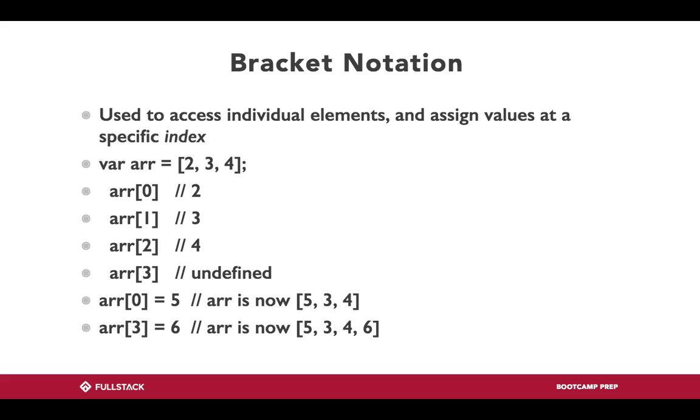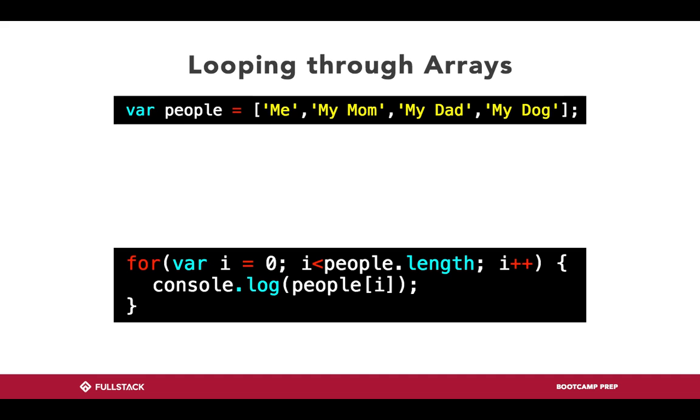And they added 6 to the end of the array by saying array 3 is equal to 6. So they literally added an element. Typically, you do that using something called push to add something to the end of an array. But they literally just added it using the bracket notation, telling the array what index and then what the value is. All right.